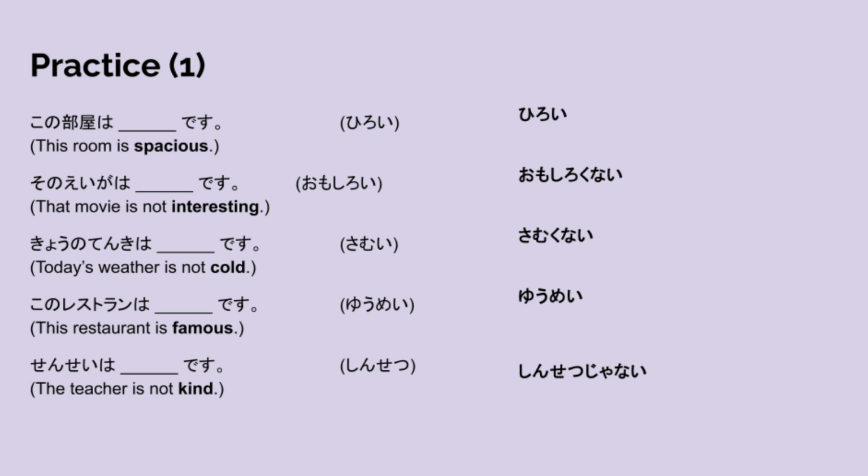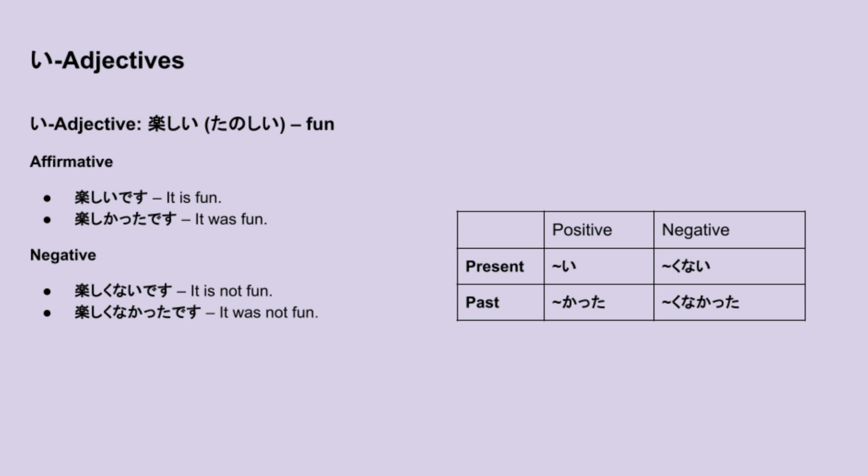The ku is only when it's negative. So let's go back real quick so we can talk about this so I can actually look at it. The e turns into a ku when it is negative. If you see right here on the negative part, that's essentially how it will turn into the negative, the nai form. So you have to have the ku in there.